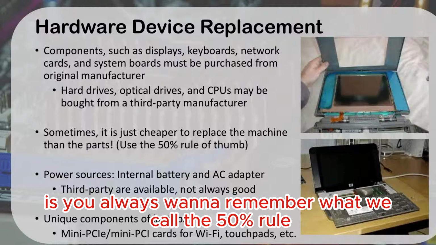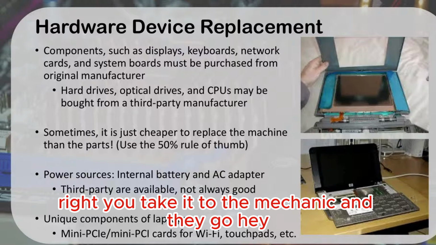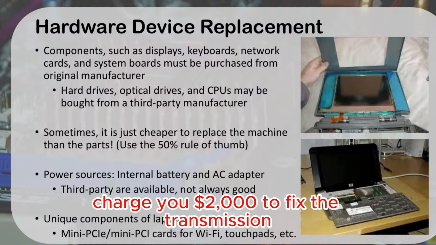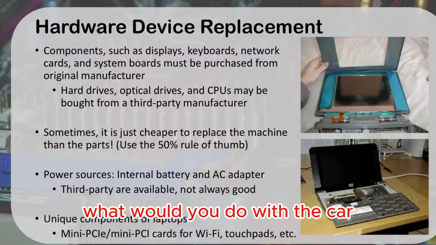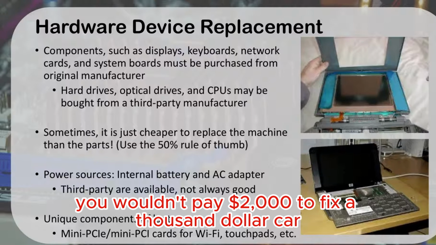The big thing though is you always want to remember what we call the 50% rule. And this is just like if you had an old car, right? You take it to the mechanic and they go, hey, your old car needs a new transmission. The car's worth $1,000 and they're going to charge you $2,000 to fix the transmission. What would you do with the car? You'd throw it away and buy a new car, right? You wouldn't pay $2,000 to fix a $1,000 car.